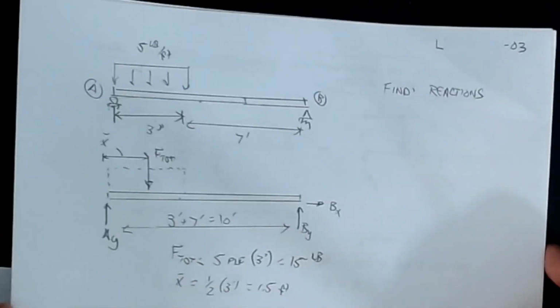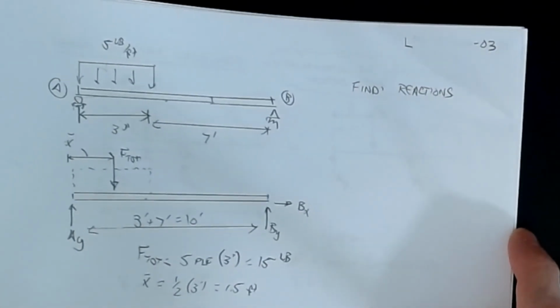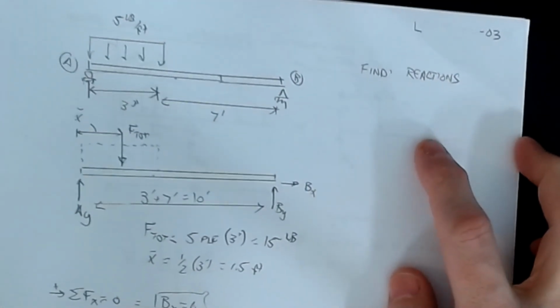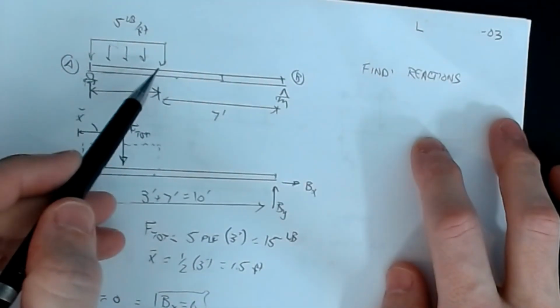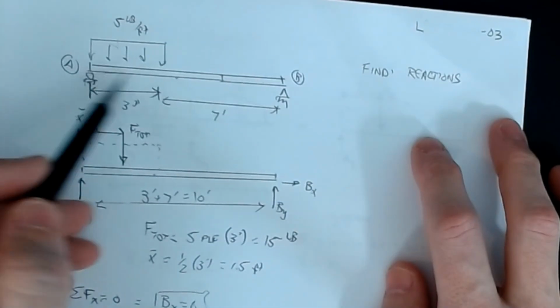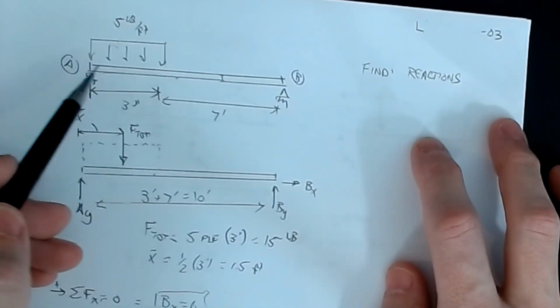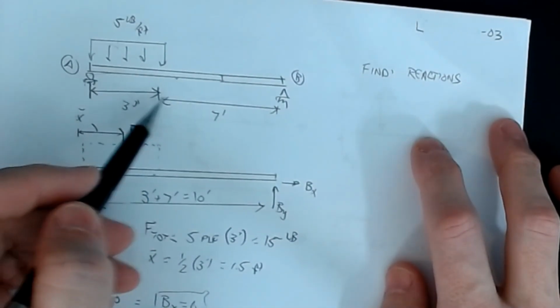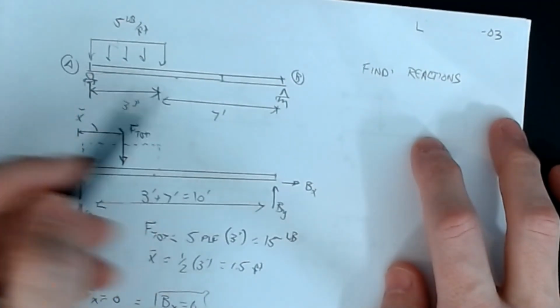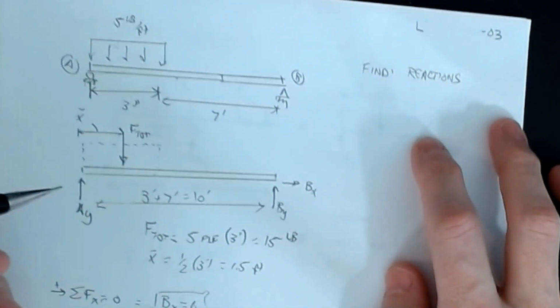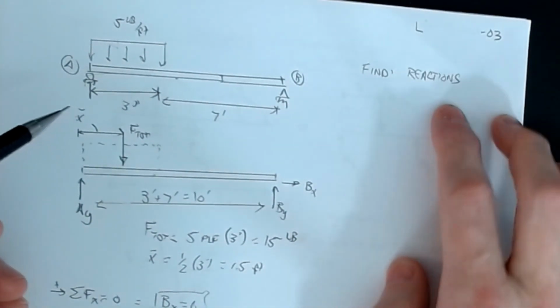What do you do for a load that isn't the full length of the beam? Let's see if we can find the reactions for this beam. I've got a beam that's A to B. It has a distributed load of 5 pounds per foot for a total of 3 feet. And then I have a 7-foot span that has no load on it that gets me over to B. It's simply supported, roller here, pin here, and we're good. And I want to basically find the reactions. Well, what are we going to do?